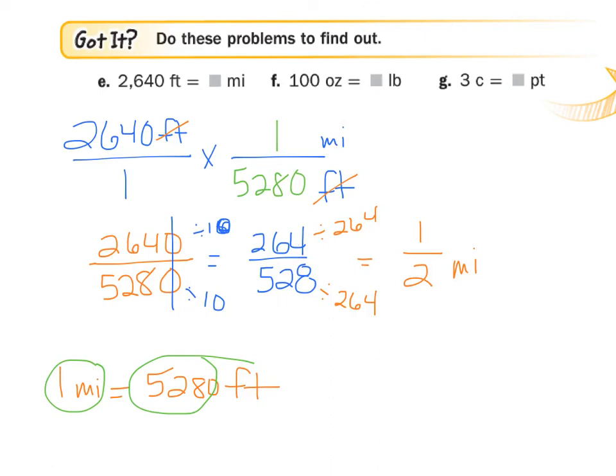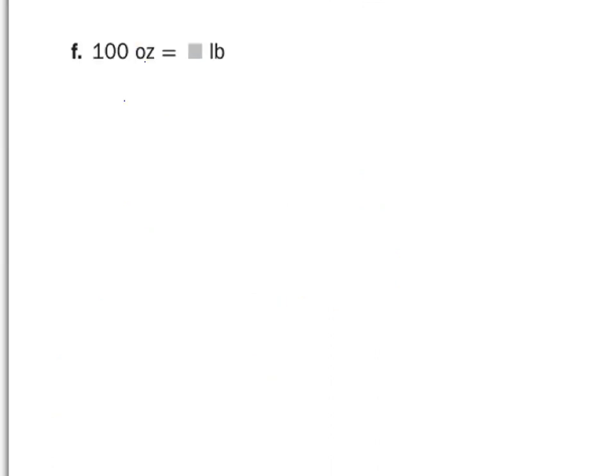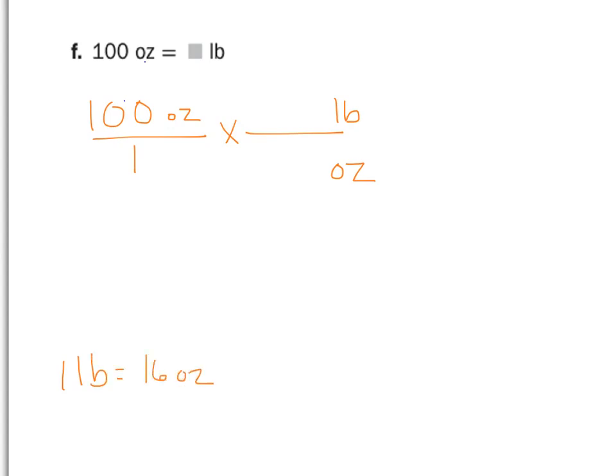So let's try letter F. I'm going to move to a new screen. You just keep working in your book. We're going to set it up. 100 ounces over 1 times something, converting it to pounds, so ounces down here. And I know that 1 pound equals 16 ounces. So my numerator is going to be 1 this time and 16 for my denominator.